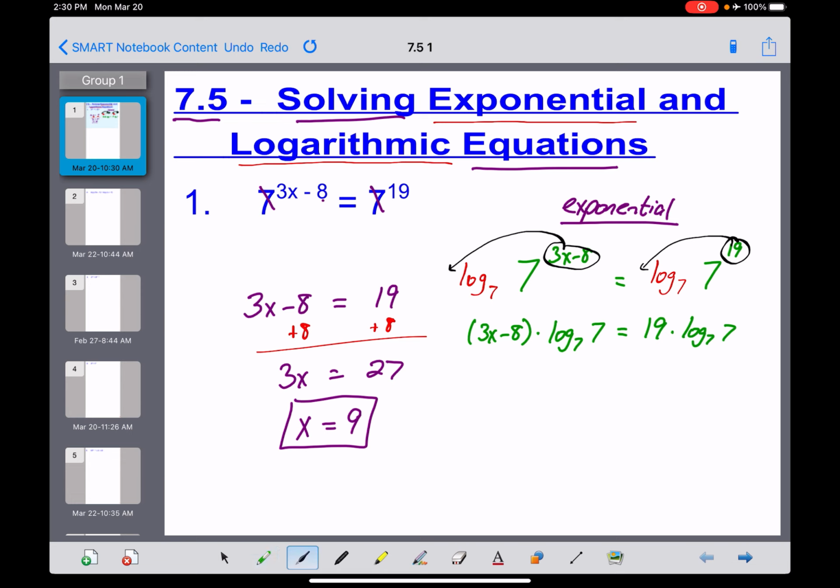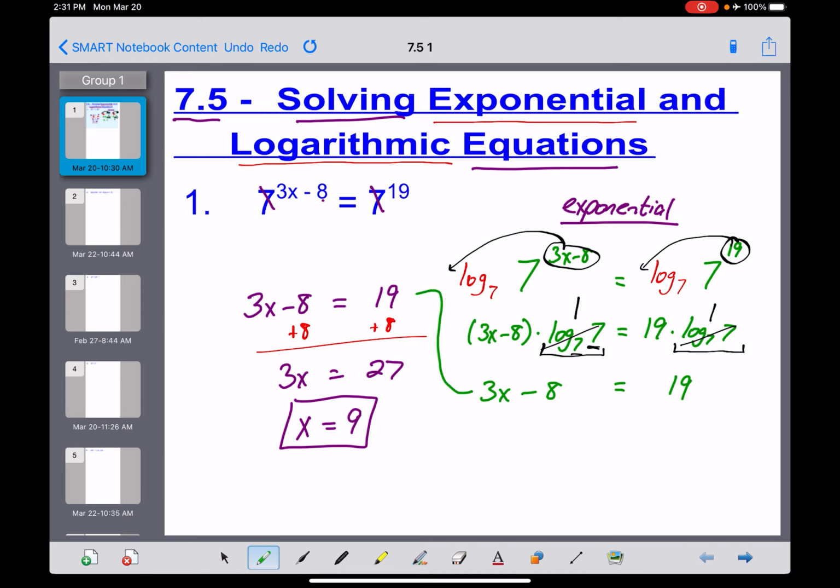And what I'm hoping everybody's pretty familiar with now is log base 7 of 7 can be evaluated without a calculator. It's asking us 7 raised to what power is equal to 7? And the answer to that is 1. And of course, the exact same thing happens right here. Log base 7 of 7 is 1. So that now gives you 3x minus 8 times 1 is just itself equals 19 times 1, which is just 19.